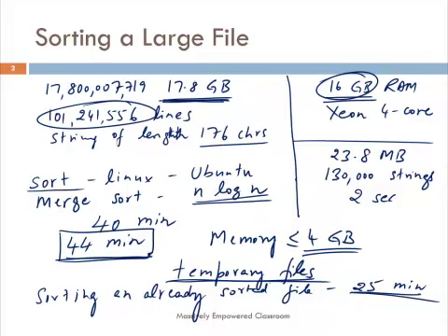It will be interesting for you to go and find out why it did not take 44 minutes again. How was it able to sort it in only 25 minutes? Because the file was already sorted. Think about this, read about this, and you will find interesting things about how some of these algorithms are actually implemented in practice.